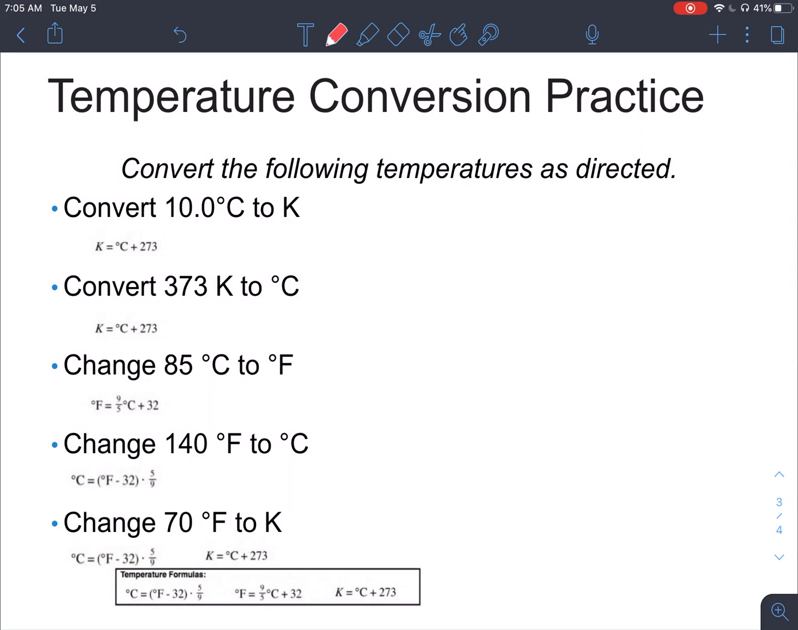All right, so I edited my slide a little bit and I put the formulas that we need right here at the bottom. And then I copy and pasted each formula and set it beneath each bullet for when we will use it.